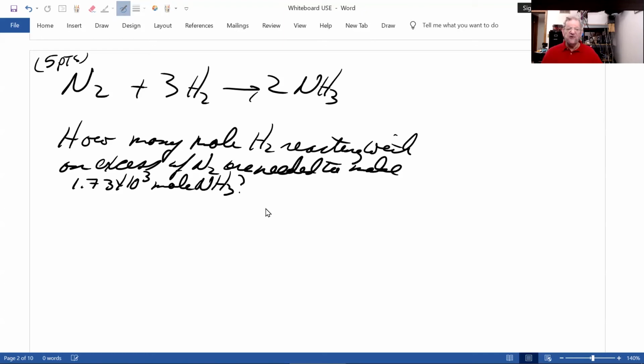Let's have you try one. All right, this one for you to do. This balanced chemical equation, which you'll be given, shows you 1 mole of nitrogen reacts with 3 moles of hydrogen to make 2 moles of ammonia. So the question is, how many moles of hydrogen reacting with an excess of nitrogen, as soon as you see excess something, you can ignore it, are needed to make 1.73 times 10 to the third moles of ammonia? Your turn. Go.